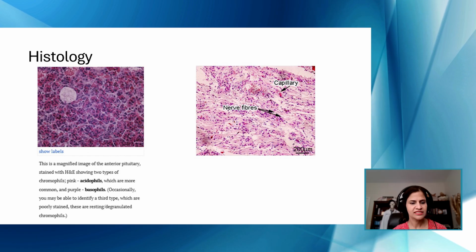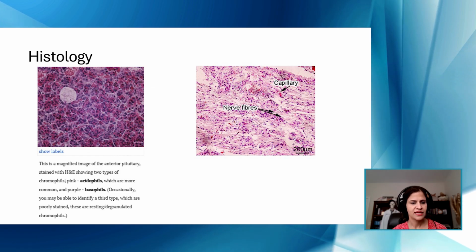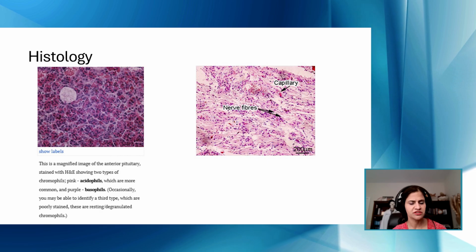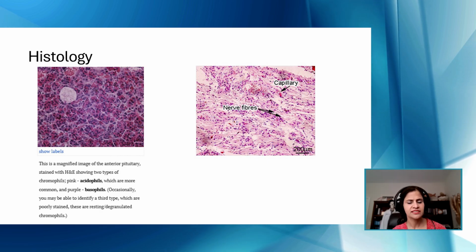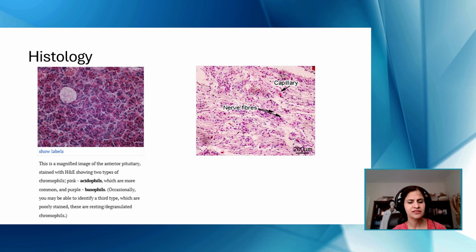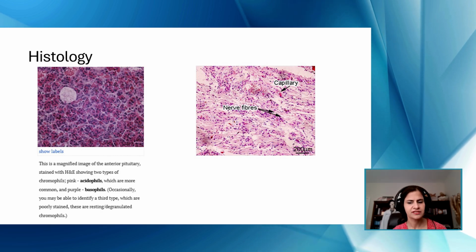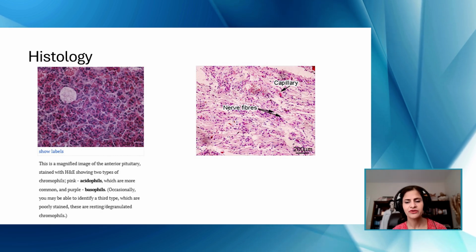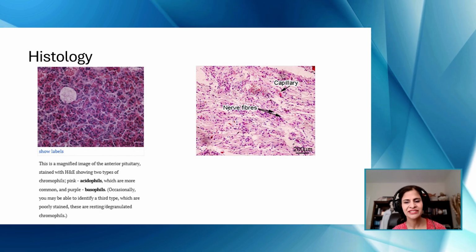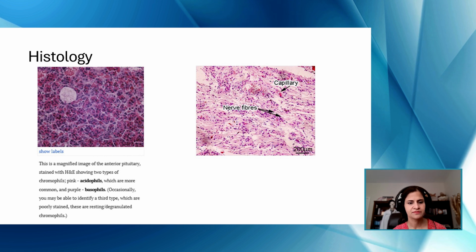This next slide shows the histology of the gland, and you can see here that this is a magnified image of the anterior pituitary stained with H and E that is showing 2 types of chromophils, pink, which are acidophils, and purple, which are basophils. And then over here, you can see the posterior pituitary gland to the side, where you mostly see nerve fibers and capillaries in that slide.